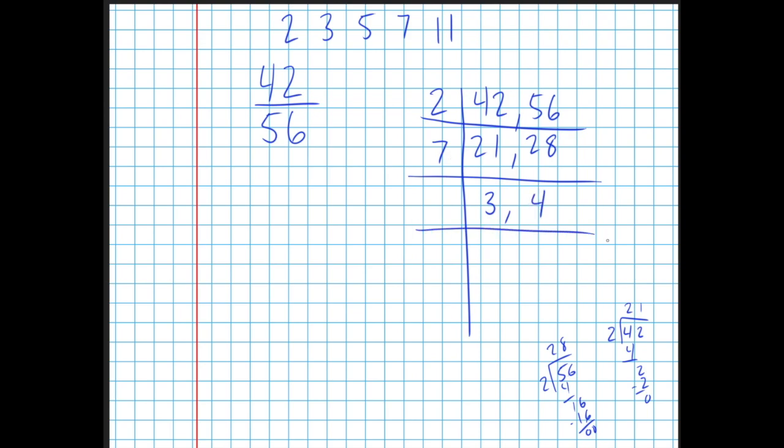Finally, I ask myself, is there another step I can go? And the answer is no, there's not. Because there's not another prime number that is compatible with both 3 and 4. So that means I have found the simplest form of 42/56 to be 3/4.